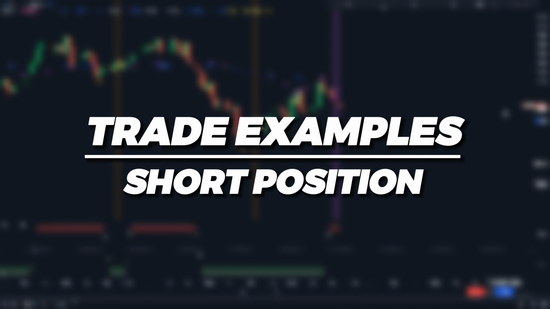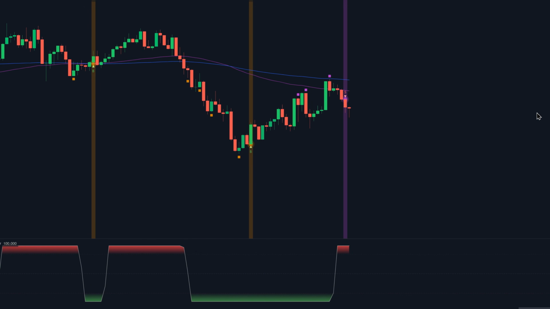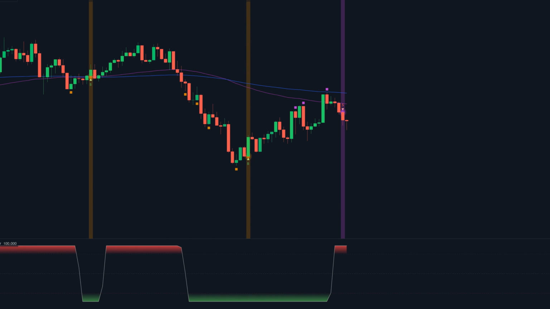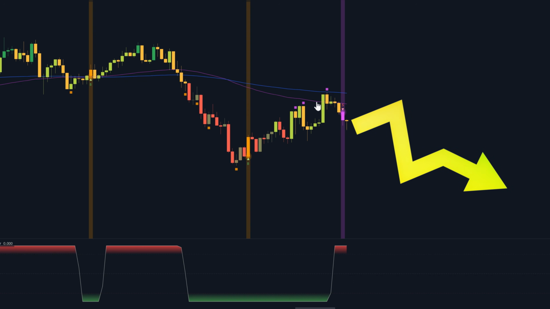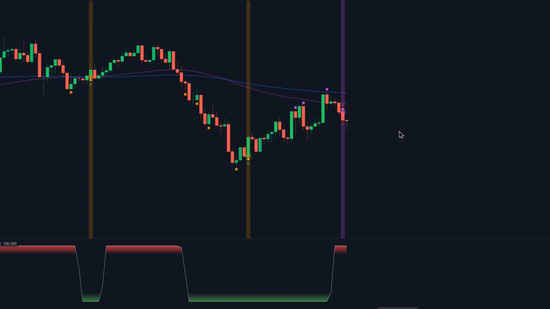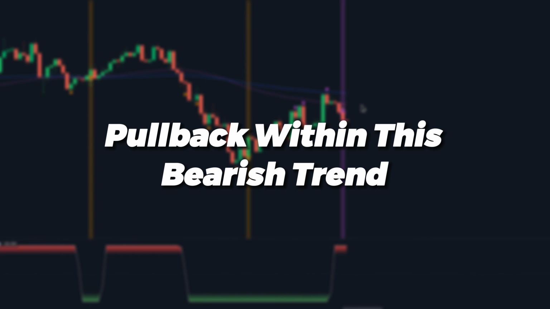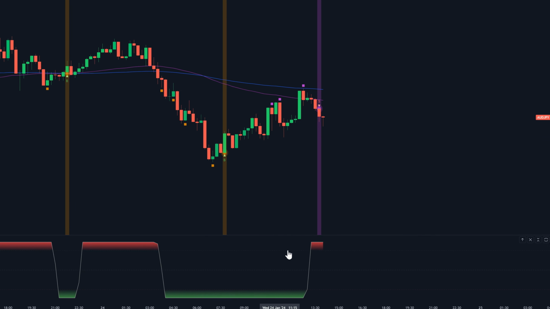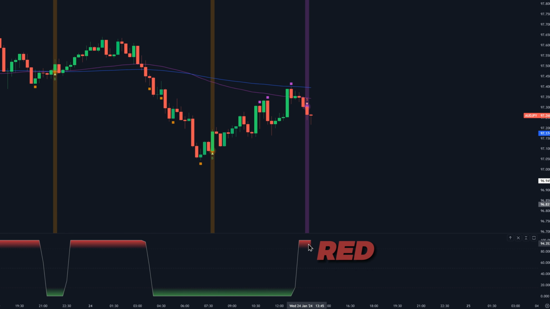For a short position, we're going to do the opposite. So the first condition is to identify that the market is in a bearish trend. For that, we're going to use the ultimate buy and sell indicator. We need this blue moving average to be above the purple moving average to indicate that the market is bearish. The second condition is to identify a pullback within this bearish trend. For that, we're going to be using the Hybrid EMA indicator. We need this oscillator to go over the 85 level and change its color to red to indicate that the market is in a pullback.